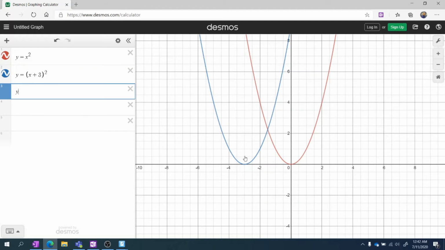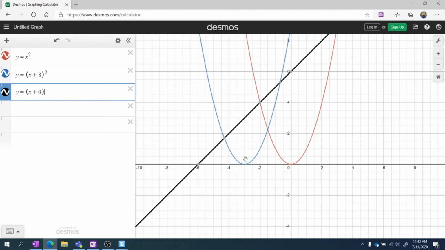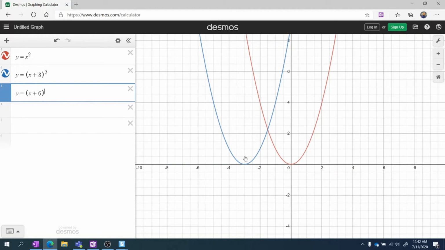So let's put in here y equals x plus 6, and then I square it. What do you think's going to happen? Well, based on what we see from the example above, it should go left 6 units from the original one. And there it is. In black is x plus 6 squared, which is 6 units to the left of our base parabola.